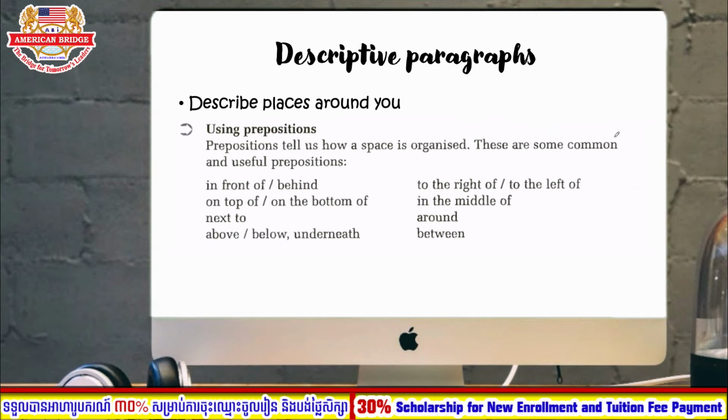So how can you use a descriptive paragraph here? You can use it to describe places around you. For places, mostly you can use prepositions. Prepositions tell us how a space is organized. These are common and useful prepositions: in front of, behind, and so on. We have the word between right here as well. So when you see a topic, for example, describe your hometown, you can use prepositions to describe the buildings, to describe any specific place.